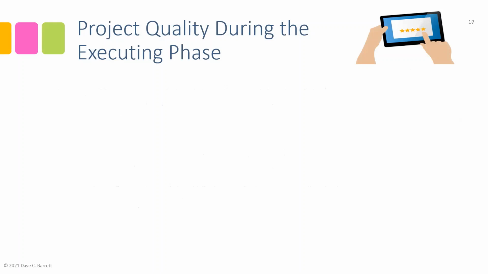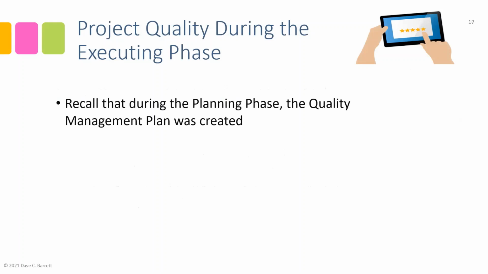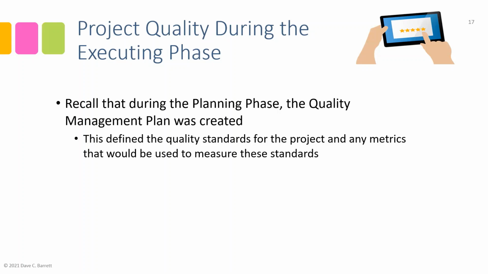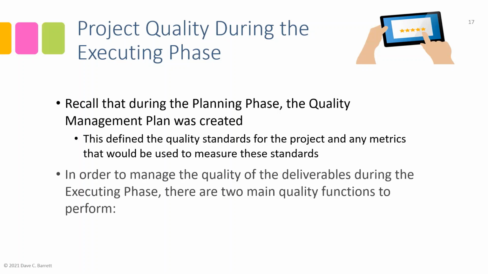Finally, the last section in today's video lecture is to review the project quality activities during the executing phase. So recall that during the planning phase, the quality management plan was created. And as you may recall, this defined the quality standards for the project and any metrics that would be used to measure these standards. So it was an important activity, but at that point, deliverables were not yet created. We were still in planning.